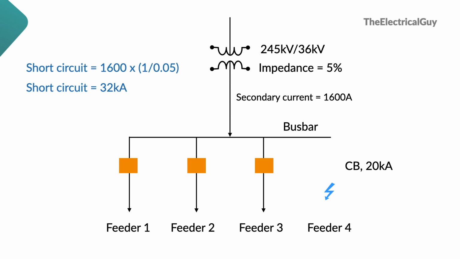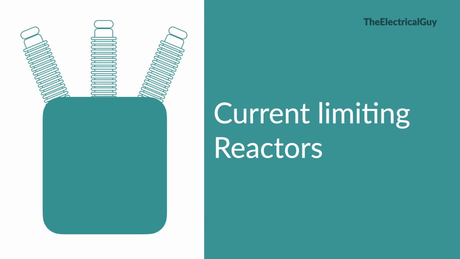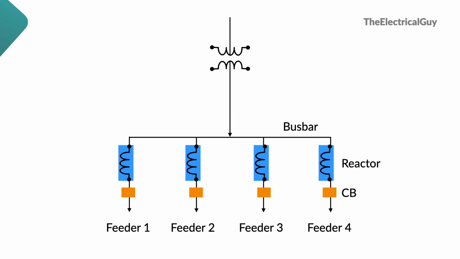And if we need to prevent this from happening, we need to have a current limiting reactor connected in our system. A current limiting reactor is an inductive coil having a large inductive reactance. And as we know, inductance is a tendency of an electric conductor to oppose the change in current flowing through it. Because of this property, it helps in limiting the huge short circuit current that could flow from the system. Current limiting reactors are connected in series with each feeder as shown to limit the short circuit current.